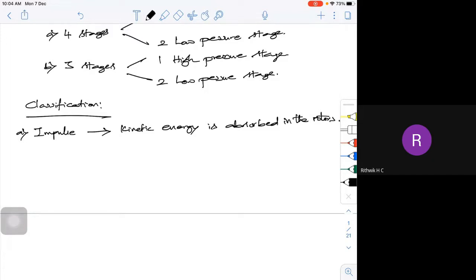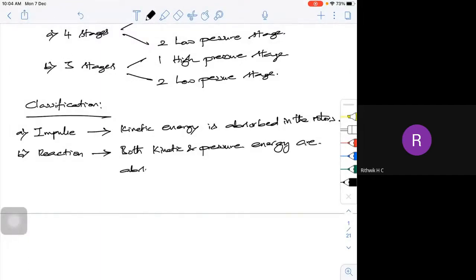Now the second one is the reaction turbine. So what happens here in reaction? It is not only kinetic, it is both kinetic and pressure energy. Both kinetic and pressure energy are absorbed in the rotors of the turbine. If such things happen, I call that a reaction turbine.